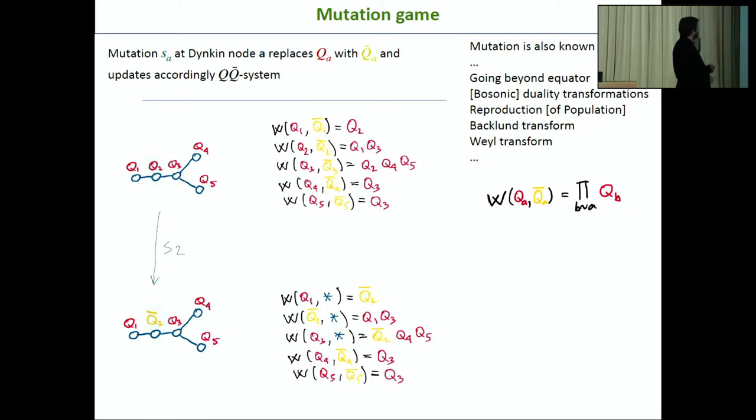So what is the mutation game? You take your favorite Dynkin diagram, write explicitly the QQ-bar system, and define mutation at a node s_a, like somewhere here, as the following operation. You basically take, for instance, here mutation at node 2. So you take your red Q function and replace it with the corresponding yellow Q function. But also, if you do this replacement, you have to update your QQ relation. So you see here we have Q2 in three places. So we have to make three replacements. And by doing this replacement, we actually modify three equations.